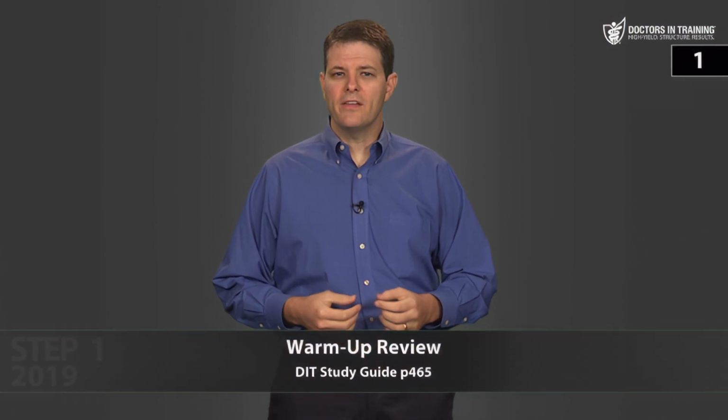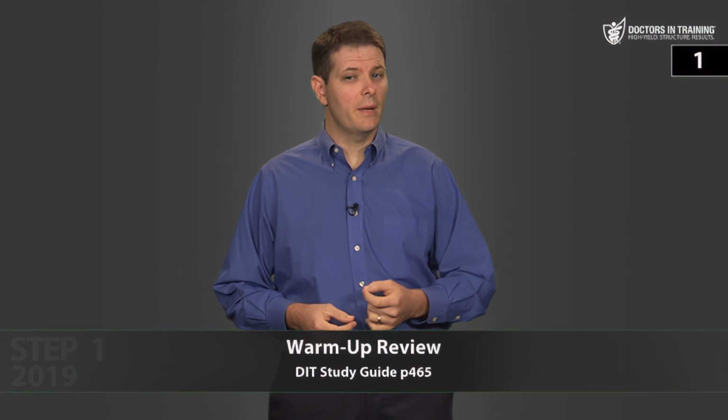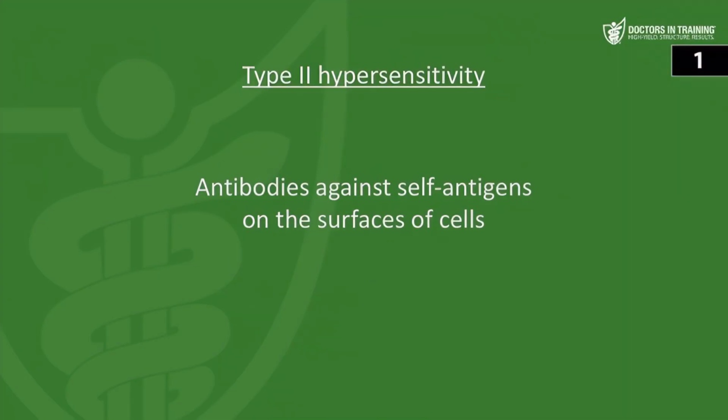First question, how does the mechanism of type 2 hypersensitivity differ from the mechanism of type 3 hypersensitivity? So with type 2, there are antibodies against self-antigens on the surface of cells. And these antibodies bind to the cellular antigens and then activate complement and attract macrophages, which leads to cellular damage.